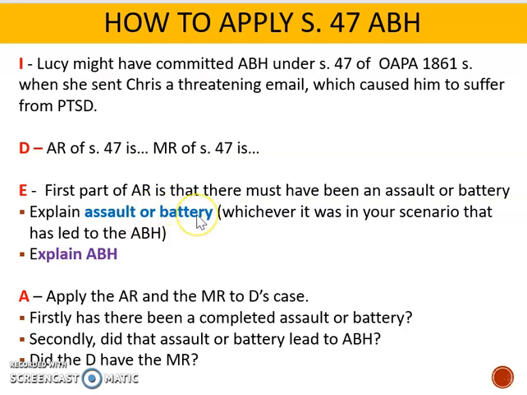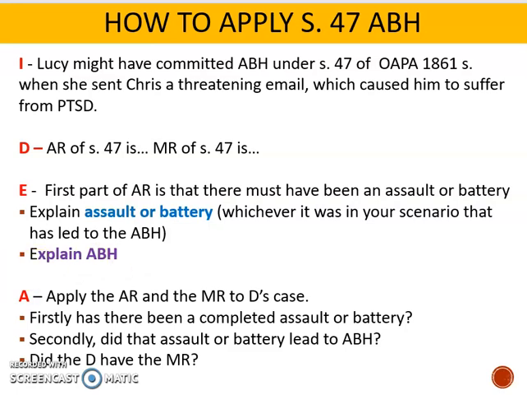If it was a battery in the scenario, let's say I punched Chris and that led to a bruise, I would say my AR and my MR of battery. So you don't have to do both here, but you just pick whichever it was in your scenario which has led to the ABH. So once you've explained the assault or the battery, then explain your ABH. So you would then say ABH was defined in Miller as any hurt or injury calculated to interfere with the health of the victim, such as, and go through your cases.